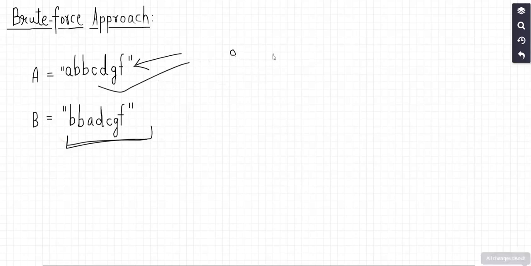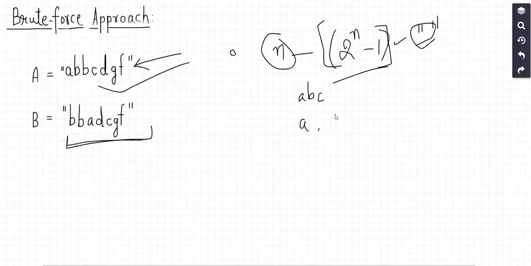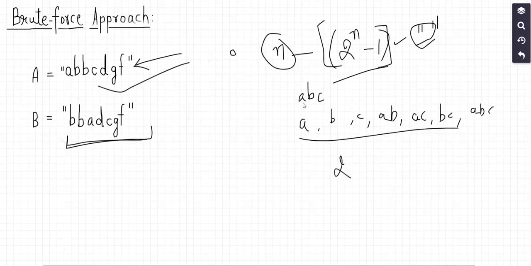For generating the subsequences, we need to know how many subsequences a string of length n has. It will have 2 raised to the power n minus 1 subsequences, if we do not consider the empty string as one of the subsequences. Okay, how? Let's take an example. A, B, C. The subsequences will be A, B, C of length 1, then A, B; A, C; B, C; and A, B, C. So you can see there are 7 subsequences and the length is 3, so 2 raised to the power 3 minus 1 is 7.